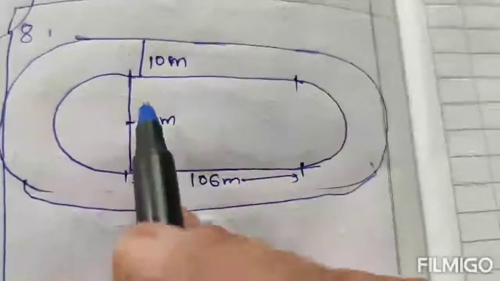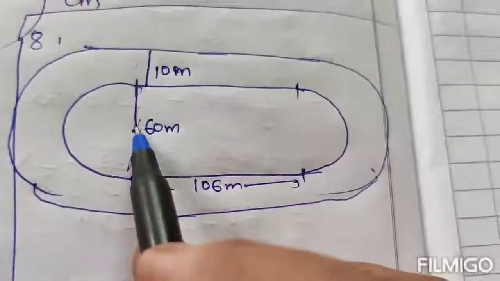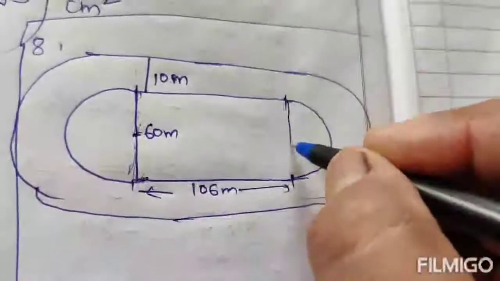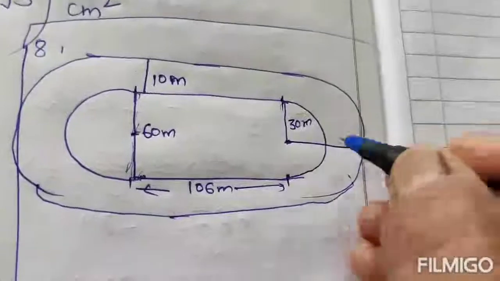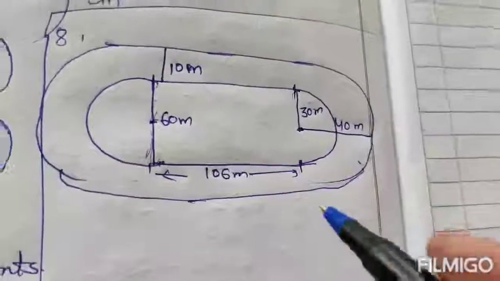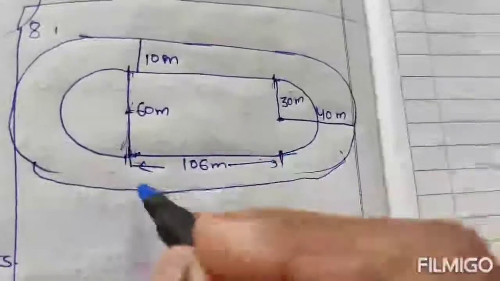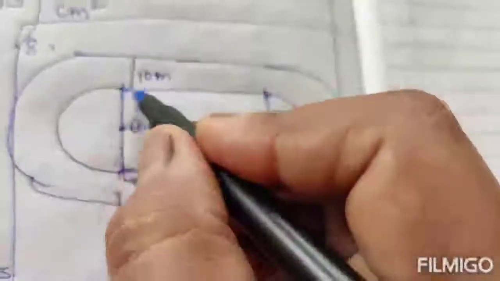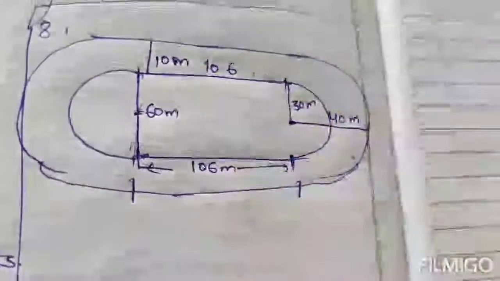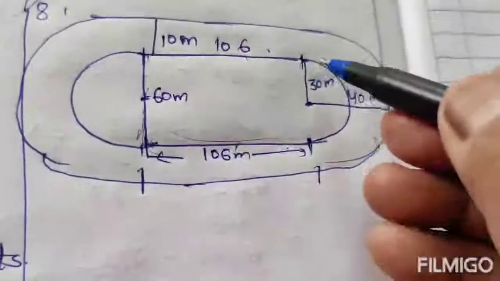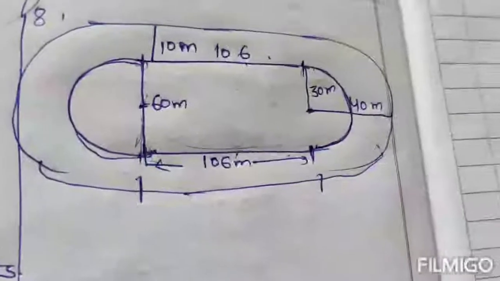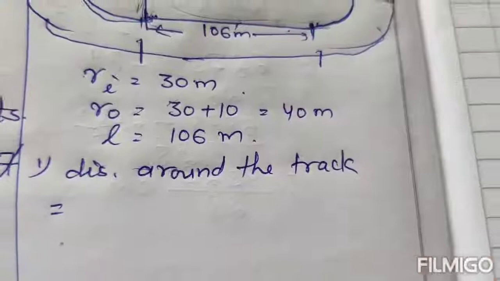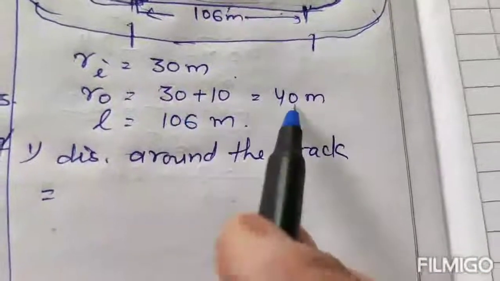The distance between two inner edges is 60 meter. Therefore, here is the inner radius, 30 meter. And path is 10 meter wide. Therefore, outer radius is 40 meter. And this length is 106 meter. Now we have to find the length of the inner edge. Inner edge means this: 106 plus 106 plus circumference of circle. Semicircle plus semicircle is the whole circle. Inner radius 30 meter, outer radius 30 plus 10, 40 meter.